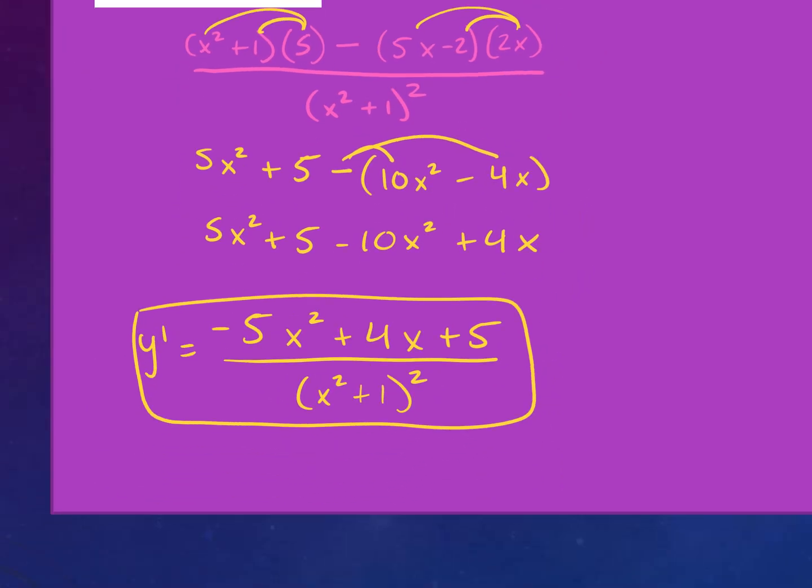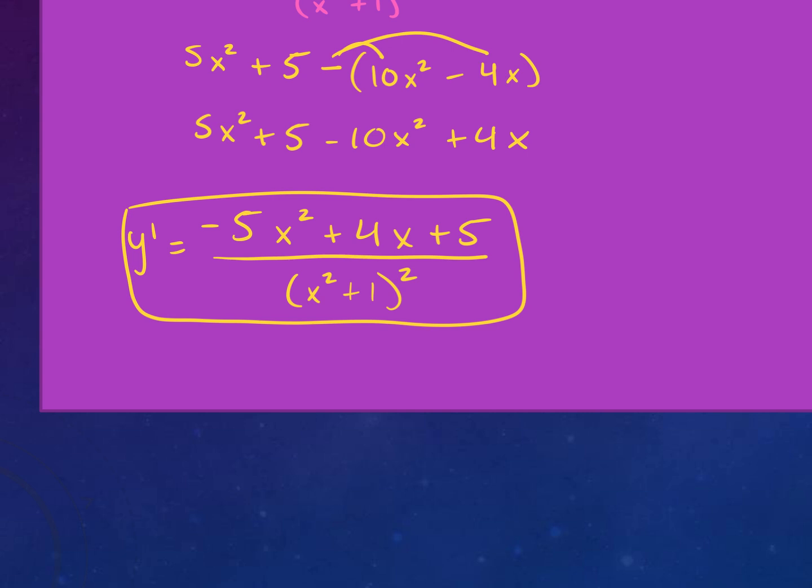So if we FOILed this out, it would be 2x squared plus 1. But the top doesn't factor. If it factored into x squared plus 1, sure, cancel it out. But it doesn't here. Does that make sense? Okay.